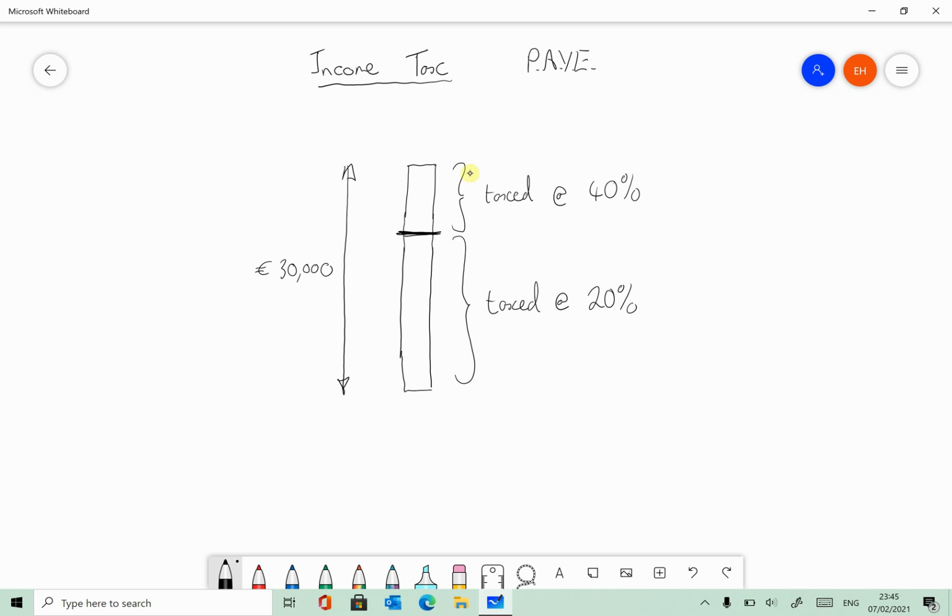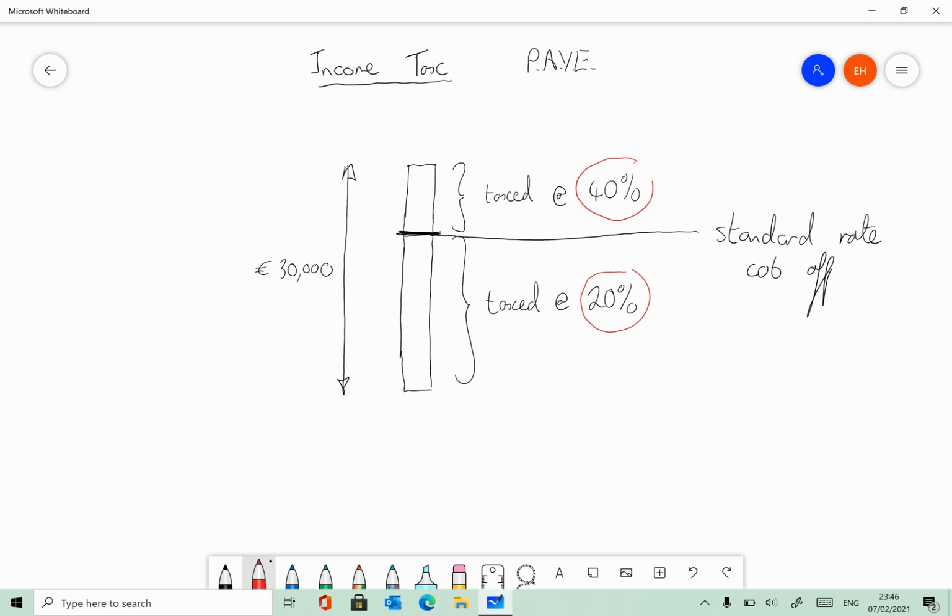And this line here is called the standard rate cutoff. So it's called that because this 20% here is called the standard rate, and this 40% here is called the higher rate. So this line is where the standard rate stops happening, and the higher rate takes over.